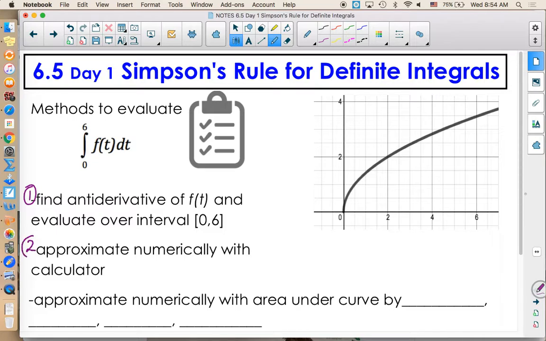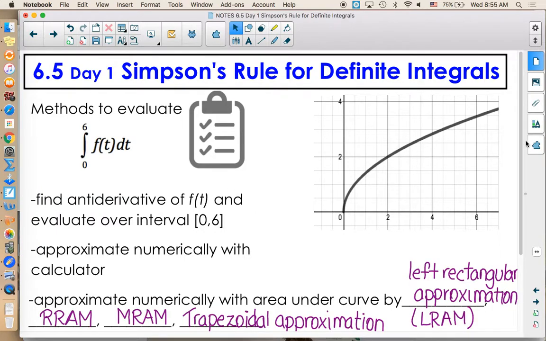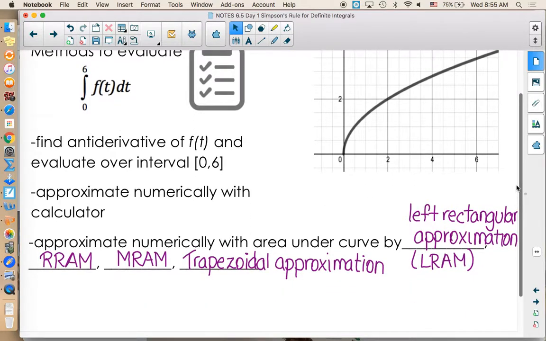You do know that your calculator can do some math to get a nice approximation for a definite integral. And finally, you know that you have methods by which we found them numerically at first by finding areas. So the 4 methods that we had were first by finding areas of rectangles that fit under the curve in different ways. So left rectangular approximation, right rectangular, midpoint rectangular approximation, and then a better fit was trapezoid approximation. Simpson's rule is going to add one more shape to this.